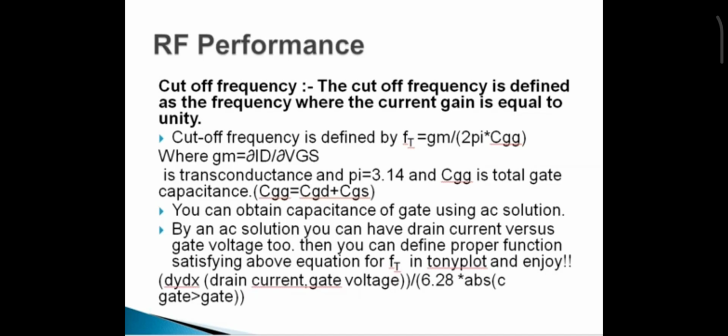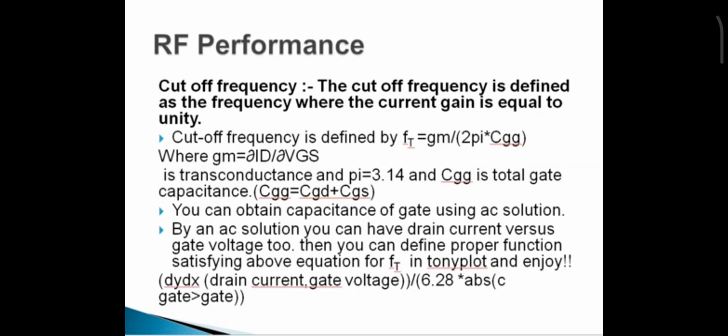You can obtain the capacitance of the gate using AC solution. This means after applying AC frequency, you can find these parameters, CGD and CGS. After adding, you will get the total gate capacitance. By an AC solution, you can have drain current versus gate voltage values. Then you can define a proper function satisfying the above equation of FT in the Tonyplot and enjoy.